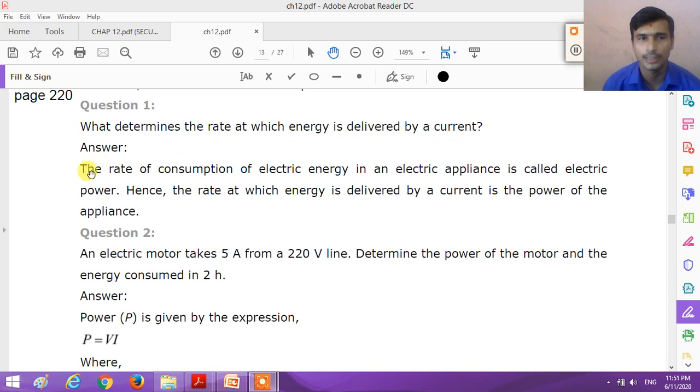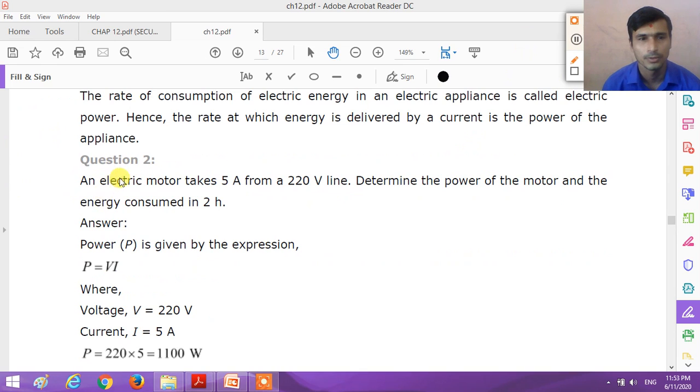So we know that the rate of energy delivered is called the electric power. The rate of consumption of electric energy in an electric appliance is called the electric power. So the power determines the rate at which the energy is delivered by the electric current. So the answer is electric power. Electric power determines the rate of energy delivered by electric current.